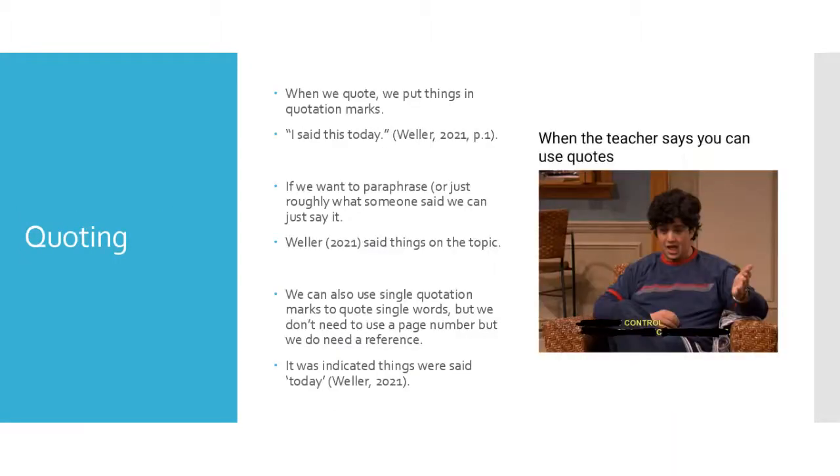Quoting. So when do we quote? We quote when we put things inside a quotation mark. So I said this today by Weller, 2021, page 1. If we want to paraphrase something, we can just roughly say what someone said, and we can say it like Weller 2021 said something on the topic.